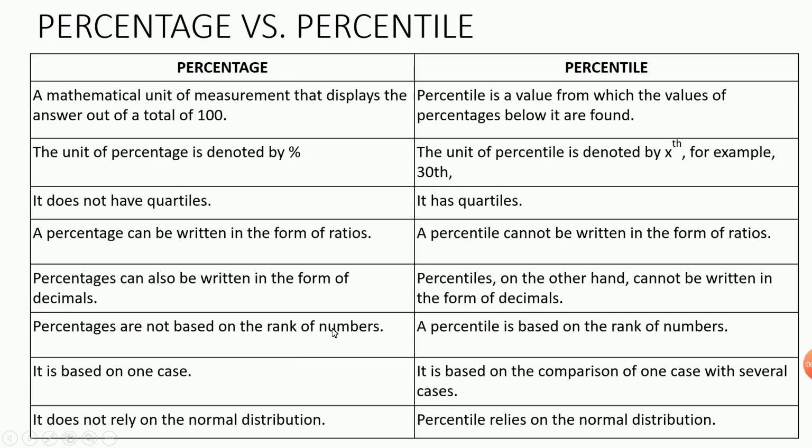Like I said, in this quartile, in this particular example, I have used the fourth percentile. Maybe in the next one I could use the sixth percentile or the second percentile, whatever. So that's how it varies. It is more of a comparison case, but percentage relies solely on the one case. Percentage does not rely on normal distribution, but a percentile relies on normal distribution. So these are the differences between percentage versus percentile.